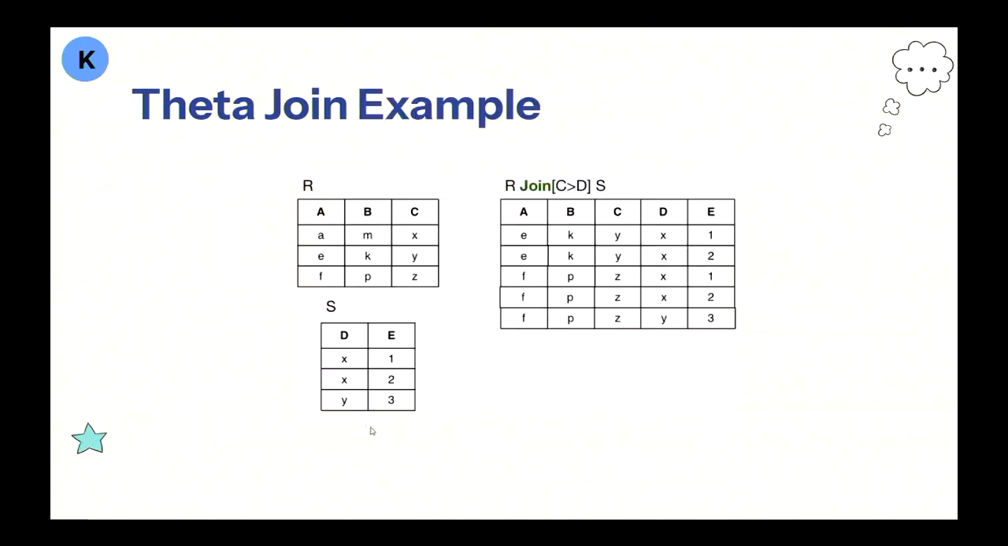And this is an example of theta join. So as you can see here, the two operands should have different sets of attributes. And we can specify the condition here for joining the two tables to filter out some of the pairs. So this is how we do theta join.